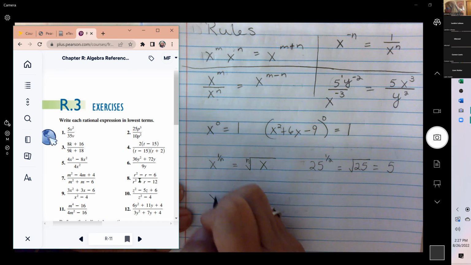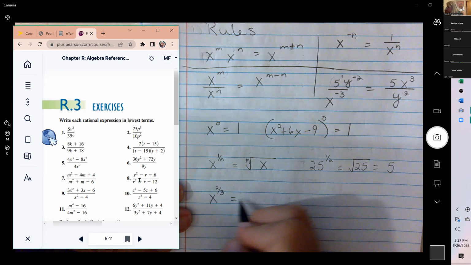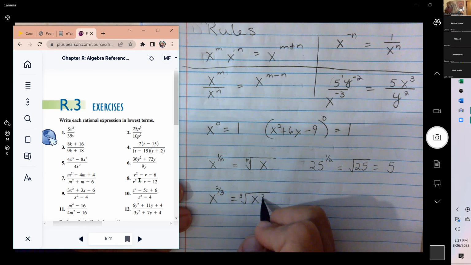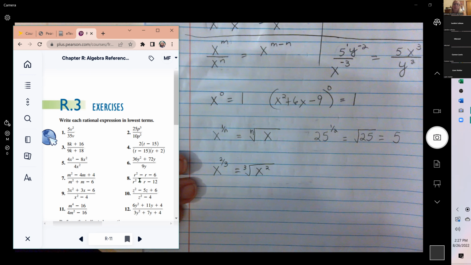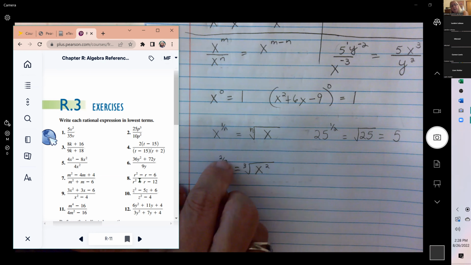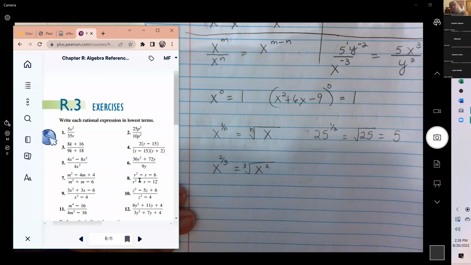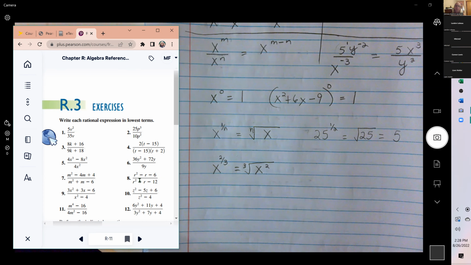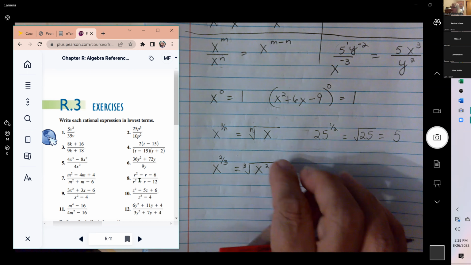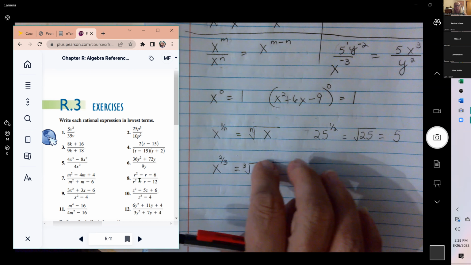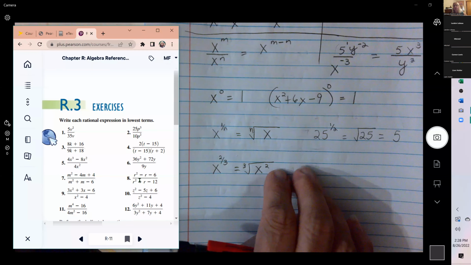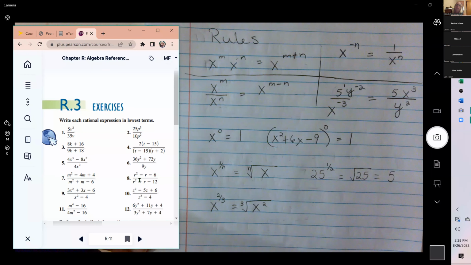If we had x to the 2/3, that would mean the cube root of x squared. So the radical's the denominator, the exponent is the number on top. So this would mean to square your number and then take the cube root. These are in, I think, review 7. But that way you have all your formulas together.